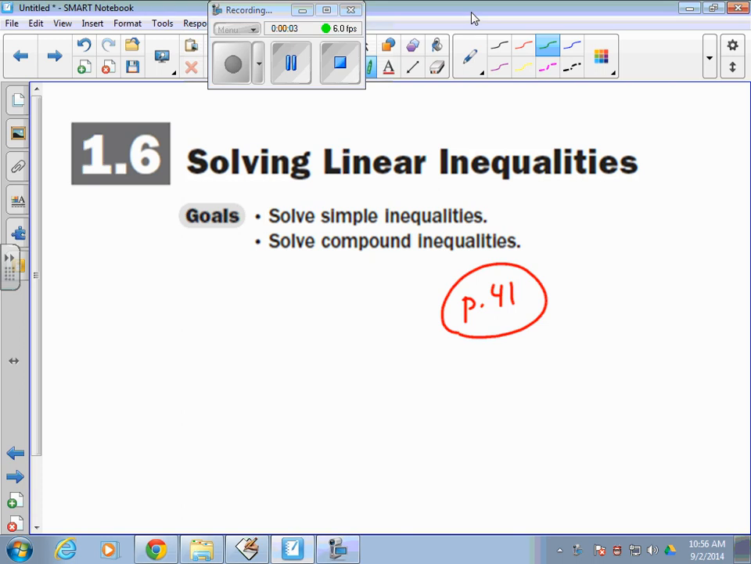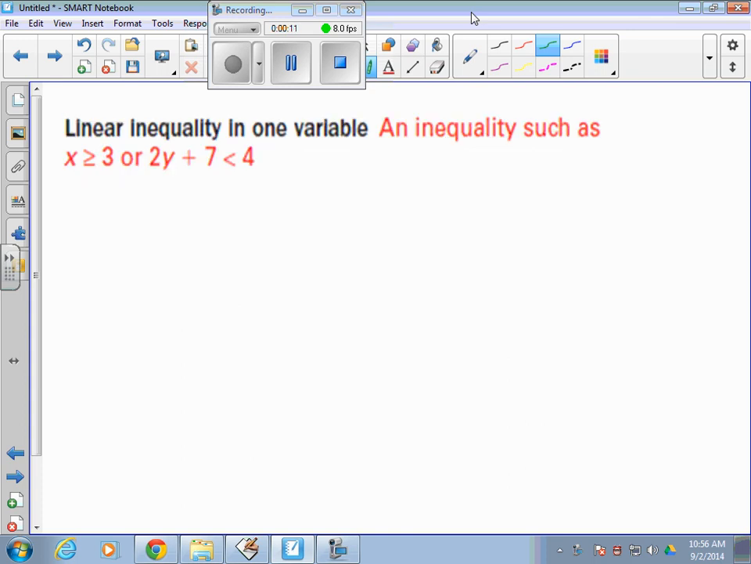Okay, this is Algebra 2, Lesson 1.6, Solving Linear Inequalities, beginning on page 41 in the textbook. Simple and compound inequalities is what we're looking at today. You have a handful of definitions to start. A linear inequality in one variable is just like a variable equation, except it has an inequality symbol.